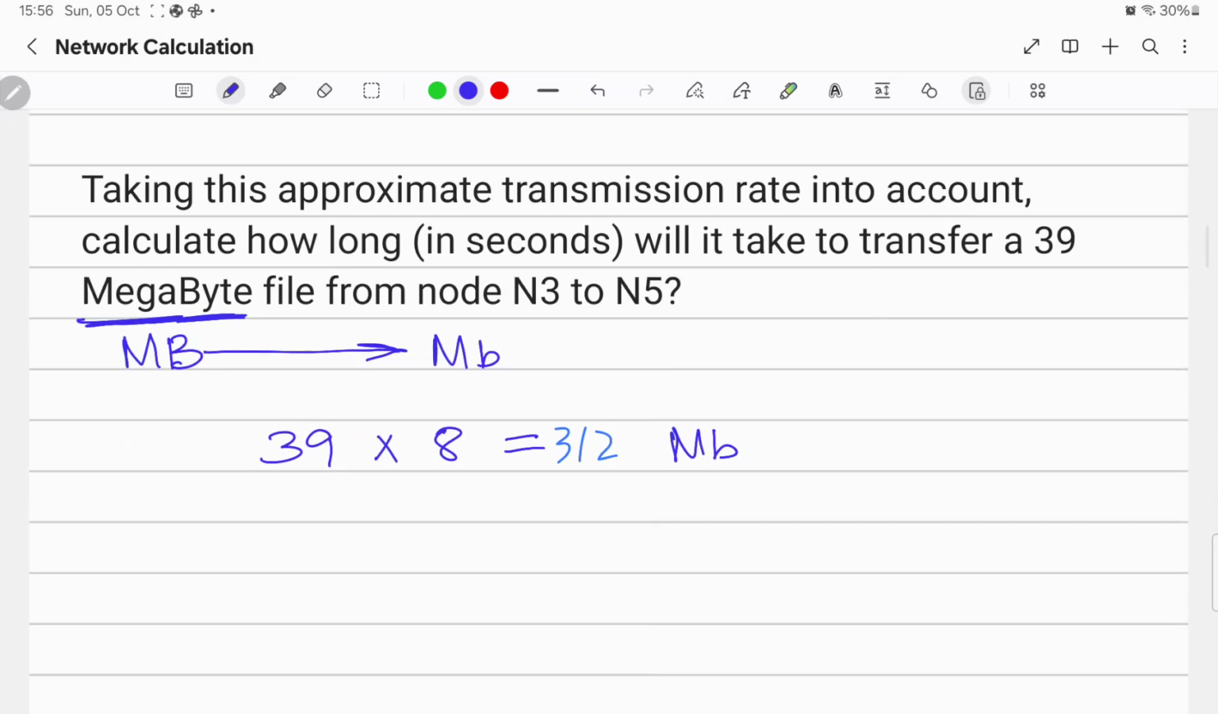So say we were given 20 megabyte. What you do, you convert this to megabits. It's going to be 20 times 8, and this is the value that you're going to use. But say here they said it will take to transfer 39 megabits, like this. You do not convert it. So I hope that makes sense.